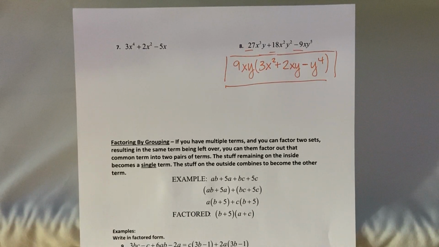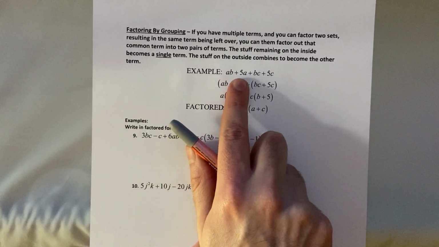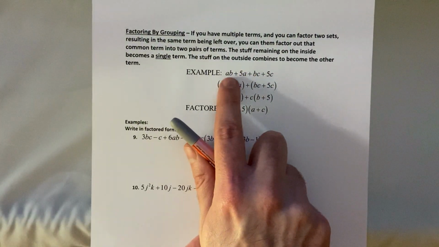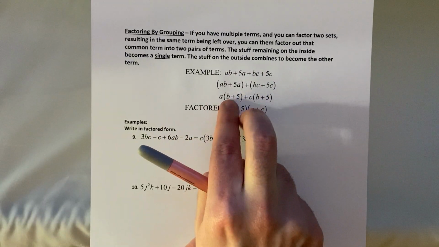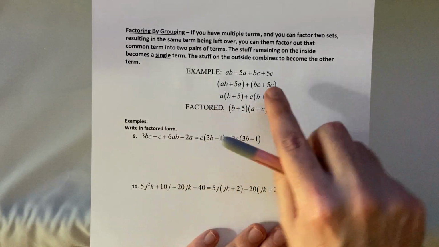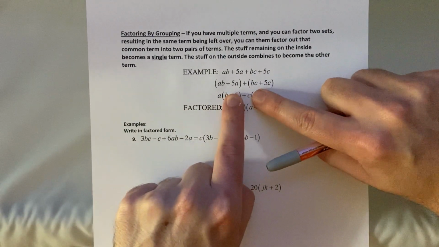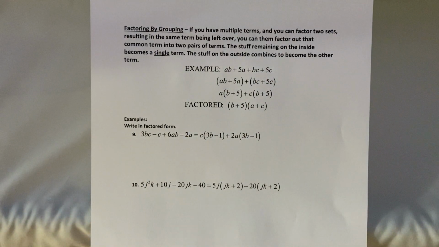Now, if you have 4 terms, often you can factor 2 sets, resulting in the same term being left over, and that common term, a set of 2 terms, if it's common, that itself can be factored out. Let's look at that AB plus 5A plus BC plus 5C. What do the first 2 share? Share an A. What do the second 2 share? They share a C. That means both sets of 2 share this B plus 5, which means this B plus 5 can be factored out, and then whatever's left goes in the other parentheses. That is A plus C. So the factored form of this is B plus 5 times A plus C.